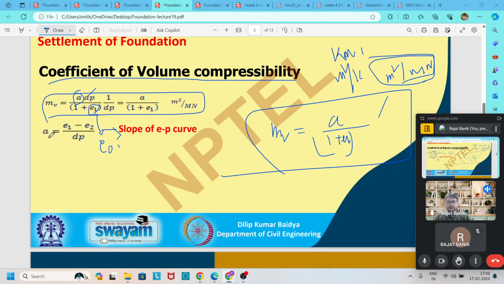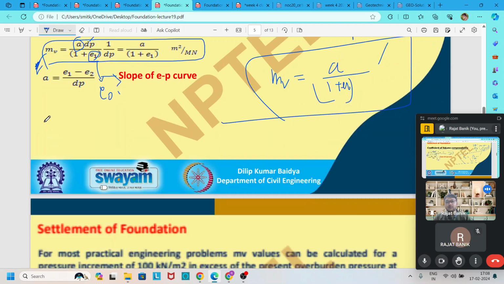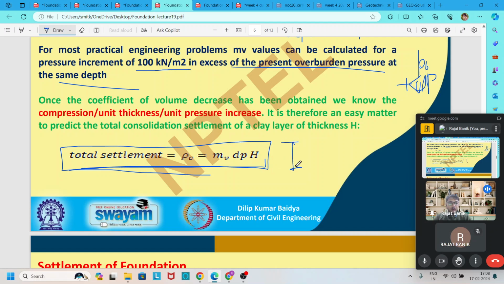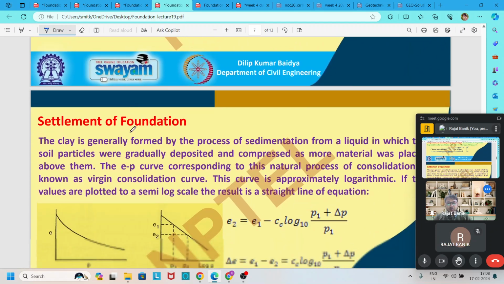So we discussed the coefficient of volume compressibility. It is very useful, because by this coefficient we can find out the consolidation settlement if we know the thickness of the layer and the change of pressure after construction of the footing. So by this formula, that is mv into dp into h, we get our total settlement.